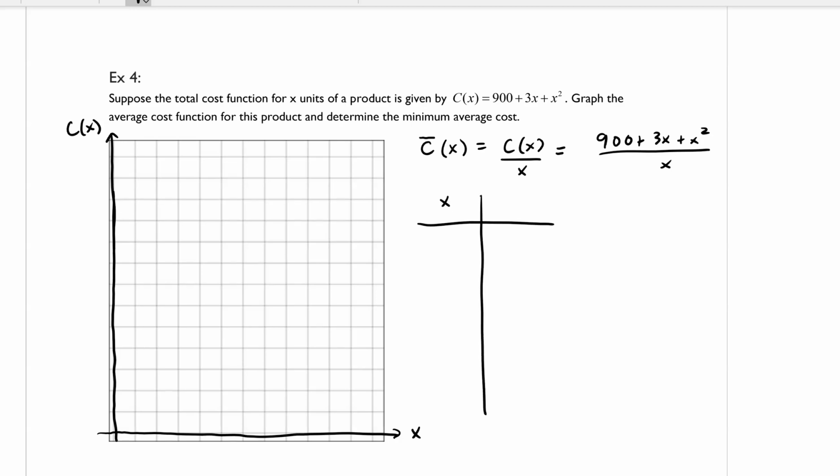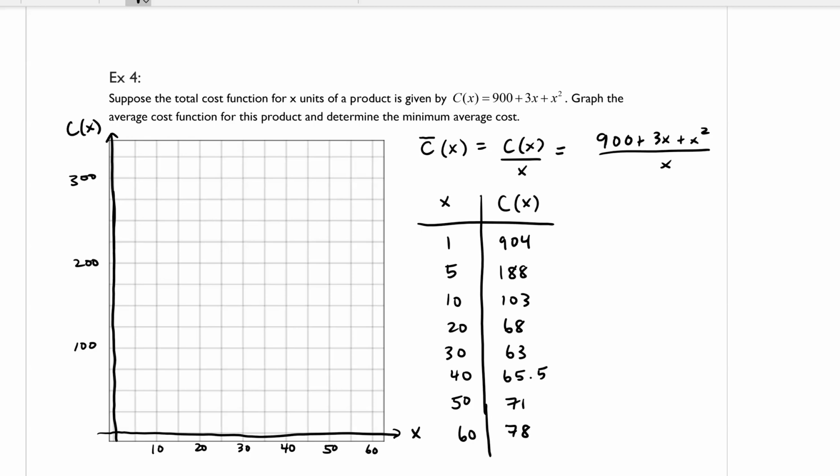Okay, so I went ahead and plugged in some numbers into our function so that we can get an idea of what the graph is going to look like. So if we plug in 1, our output is 904. I'm just going to fill in some more values into our table. All right, so I have filled out my table as well as the grid lines and the tick marks on our coordinate plane. So let's go ahead and plot some of these points.